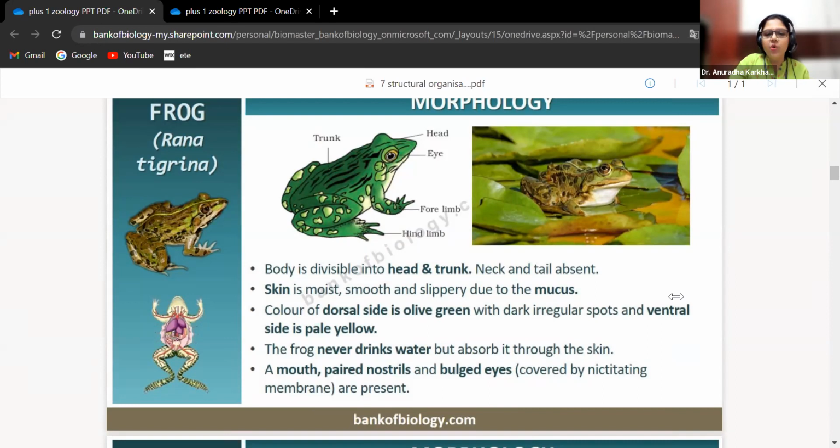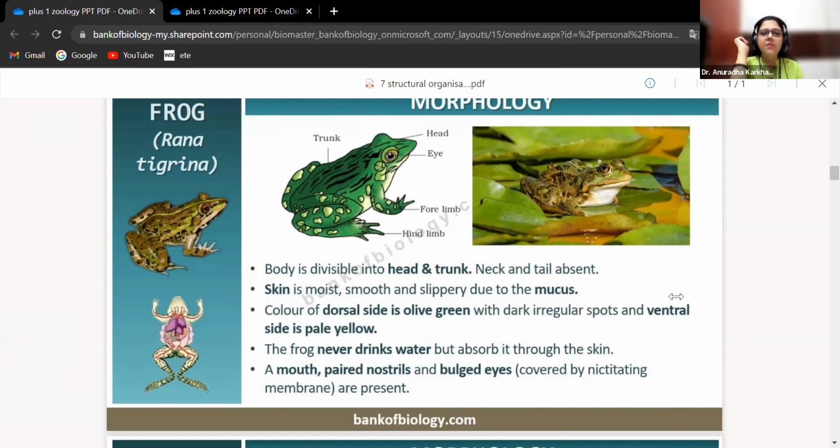The frog never drinks water but absorbs it through the skin. Most important point. Never ever will it drink water. हाँ? रेनी सीजन में ही बाहर आता है, इतना पानी आजू बाजू में होता है लेकिन पीता नहीं है. It will only absorb it with its skin. Okay. Yes, yes, yes, Krishna. Yes, better.